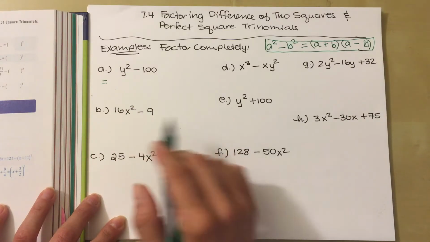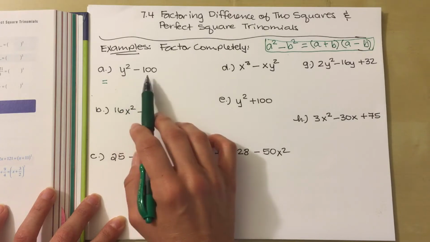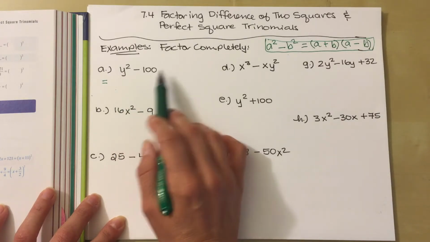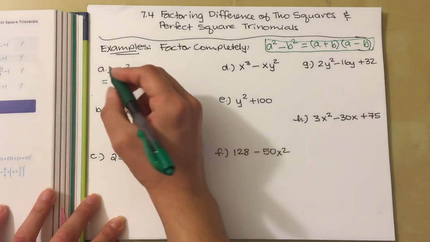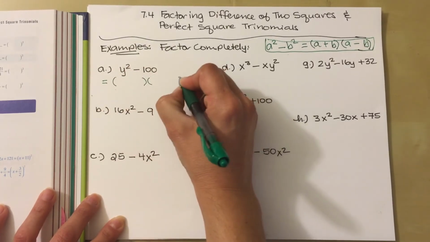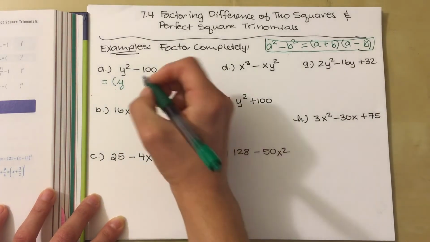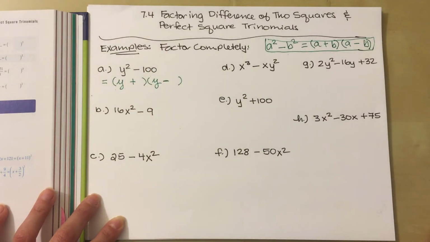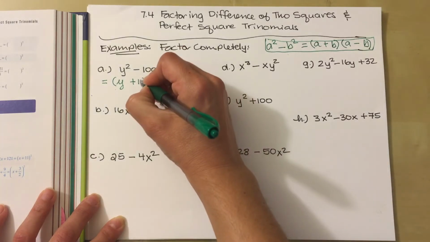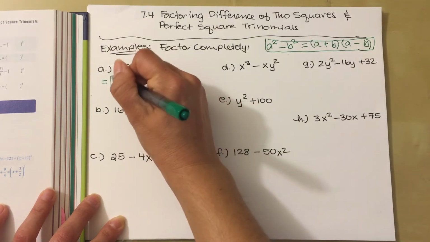Example A, you have the first term squared, a subtraction sign, and then the number 100. 100 is what number squared? It's 10. So when we factor, y times y, opposite signs, and then 100 breaks up into 10 times 10. And that would be our final answer.